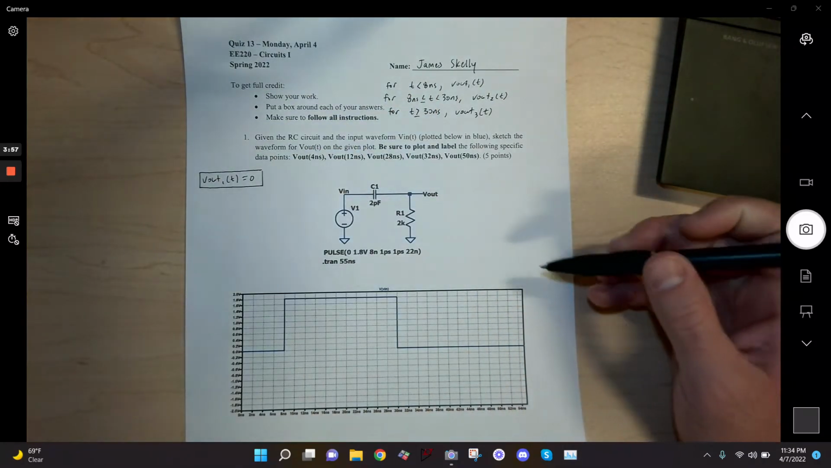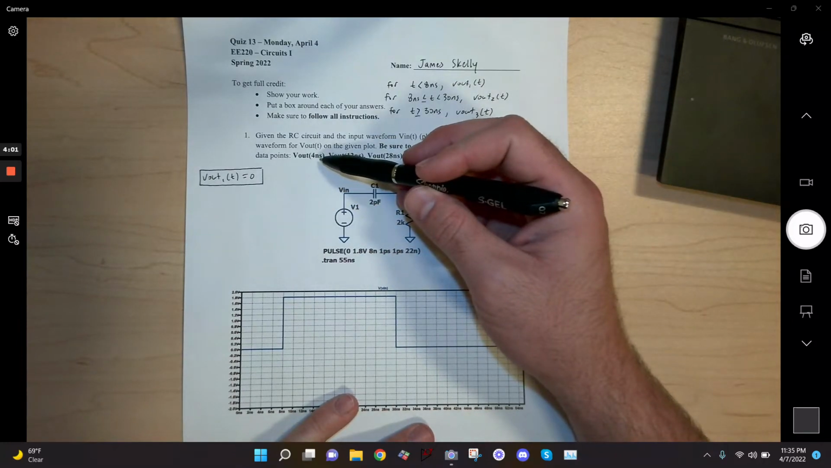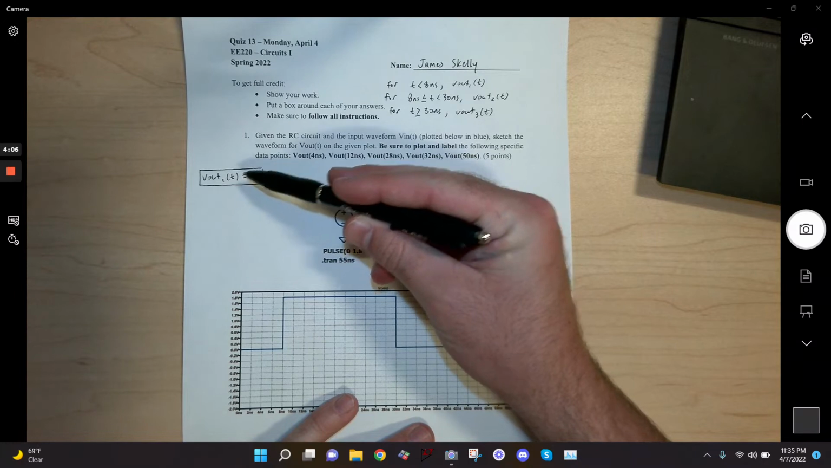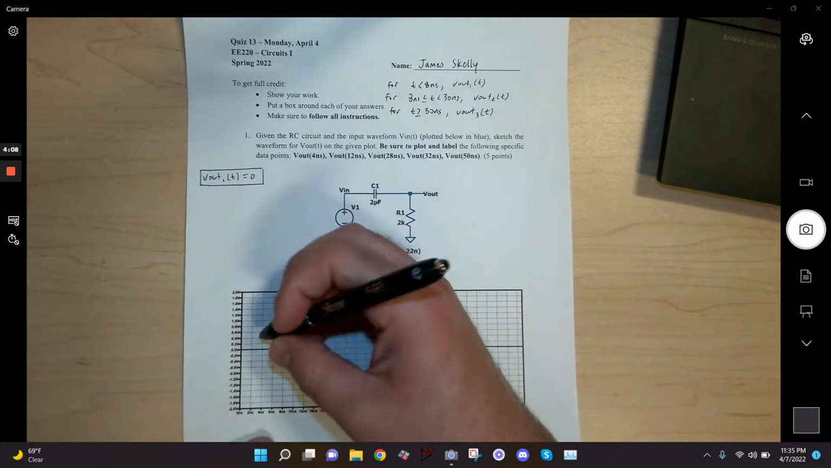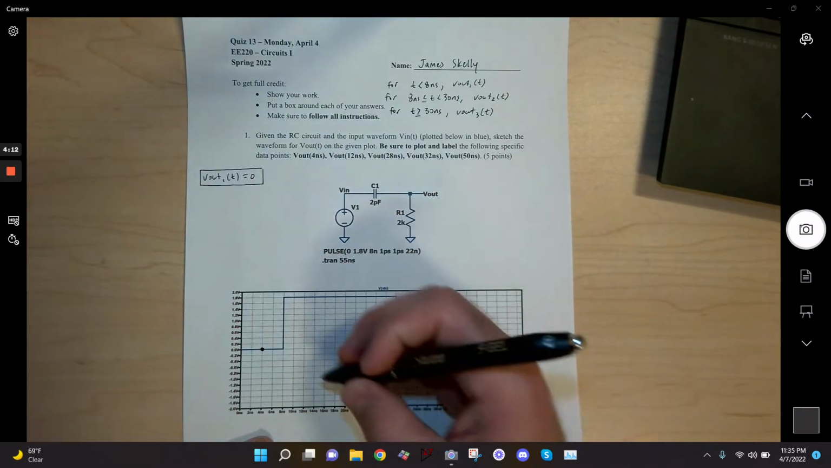Okay? And my first point that I want you to plot is V out of 4 nanoseconds. That's less than 8 nanoseconds, so V out 1 of 4 nanoseconds is just going to be 0. So I can come right here and plot that data point at 0, right?